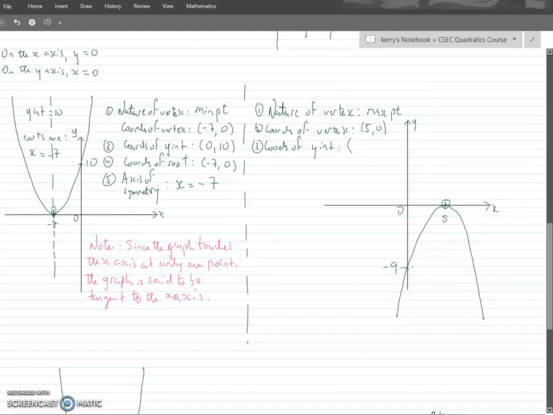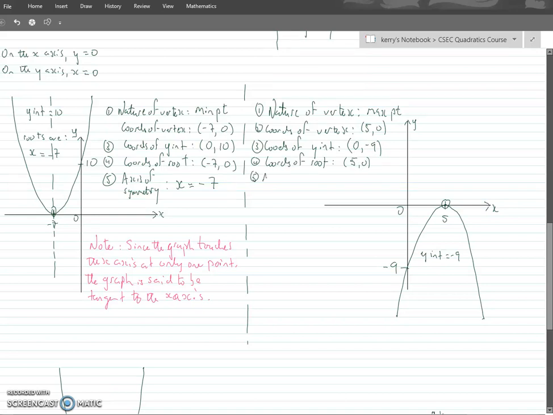Again, the y-intercept is here. So that is on the y-axis. So x is 0, y is -9. And again, the y-intercept alone is negative 9. Number 4, what are the coordinates of the roots? Now, in this case, this is a similar graph to this one in that the graph only touches the x-axis here. So we only have one root here, and the coordinate of this root is again (5, 0). The root and the vertex are the same in this one as well.